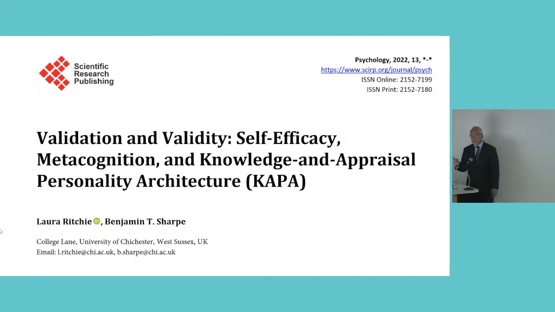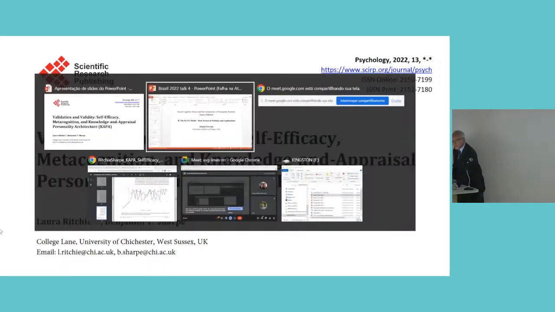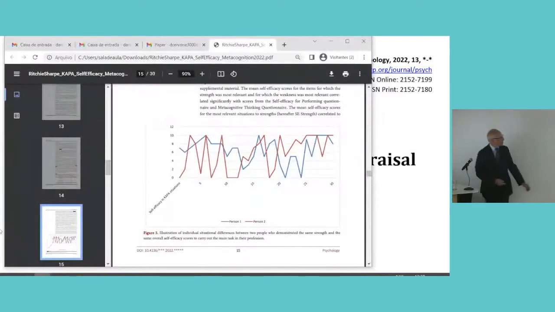Laura Ritchie is a professor of teaching and learning at the University of Chichester. She's also a world-class cellist and a well-known international musician. It's like there are two people, but they look the same, so it must just be the one person. She's recently published with her colleague Ben Sharp at Chichester, who's a cognitive neuroscientist who kindly participates in this research too, a validity study on self-efficacy, and she gets the same happy result: here are two people who demonstrated the same strength and overall level of self-efficacy for the main tasks of their profession.